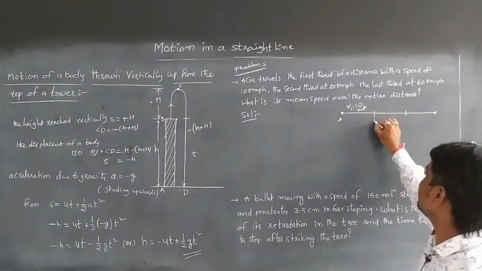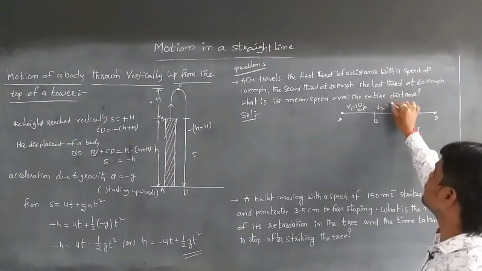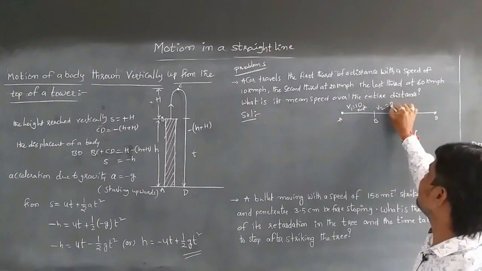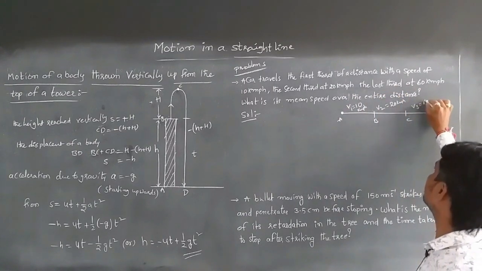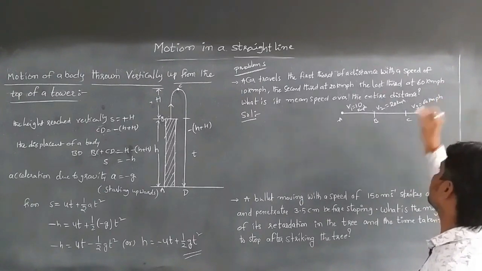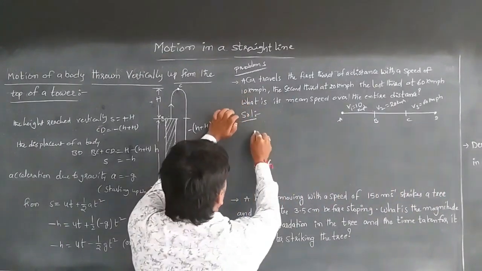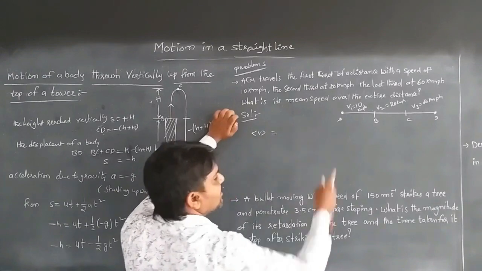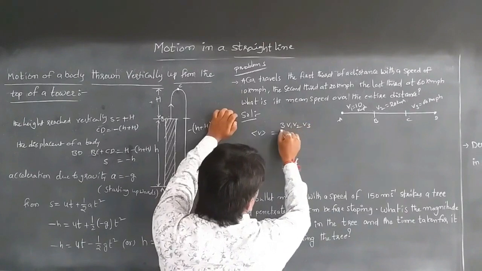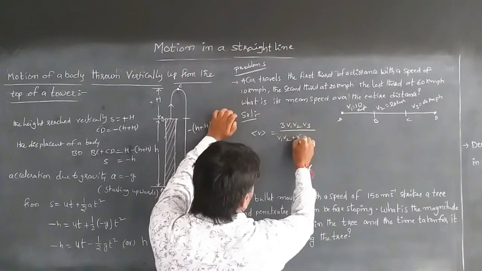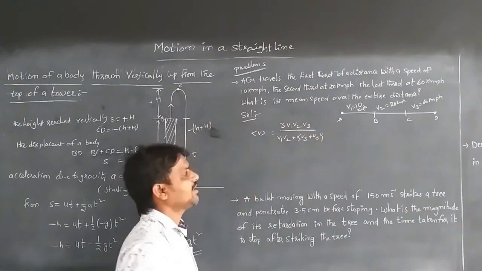and consider the points A, B, C, D. From B to C, the velocity is v2, that is 20 km per hour, and for the last third, v3 is equal to 60 km per hour. So here the v1, v2, v3 values are given. From the relation we can write that the average velocity, whenever the 3 velocities are given, is 3 v1 v2 v3 by v1 v2 plus v2 v3 plus v3 v1. This is the relation we have.